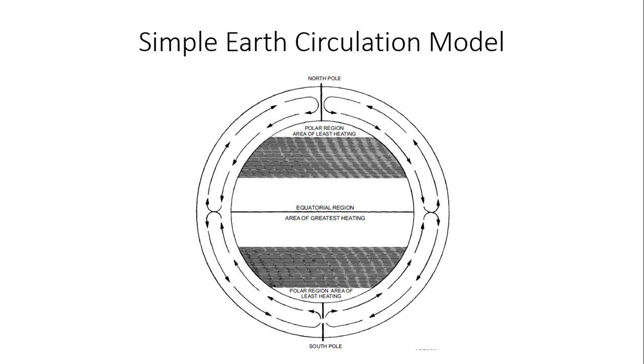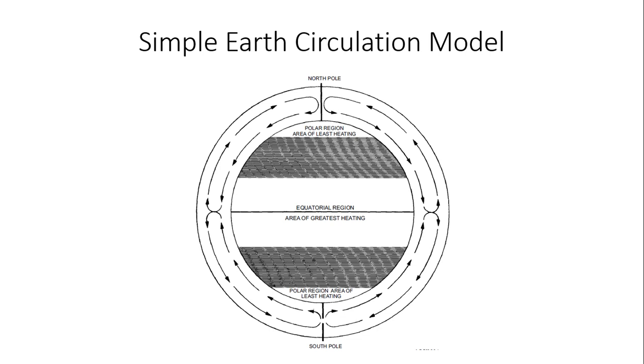Here's a simple Earth circulation model. Now, this does not take into account the rotation of the Earth. And in fact, I'll show you a slide a little bit later that's going to show a similar diagram of what the circulation of the atmosphere would be on a non-rotating Earth. Of course, we know this is not reality, right? But just to show you, if we didn't have any rotation of the Earth, the equatorial region would have the area of greatest heating, and then the polar areas would be the areas of least heating, whether we talk about the North Pole or the South Pole.